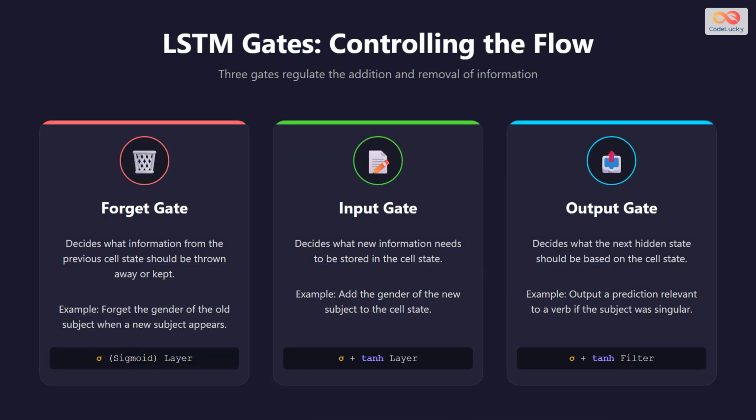To manage this cell state, LSTMs use three distinct gates. First, the forget gate decides what to throw away. Second, the input gate decides what new information is worth storing. And finally, the output gate determines what part of the cell state should be output as the hidden state for the next step.